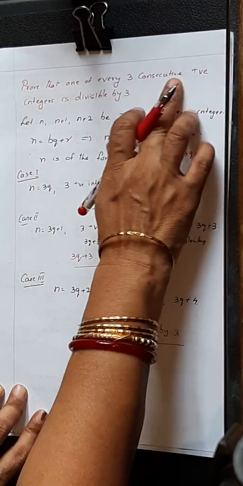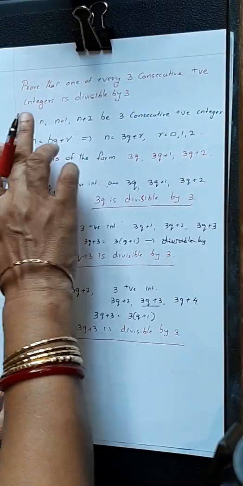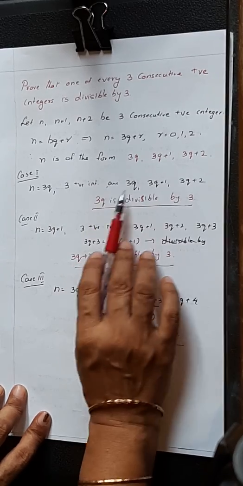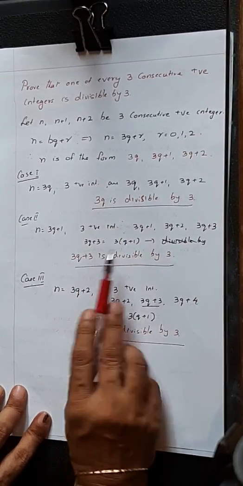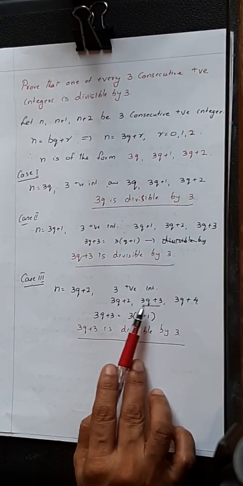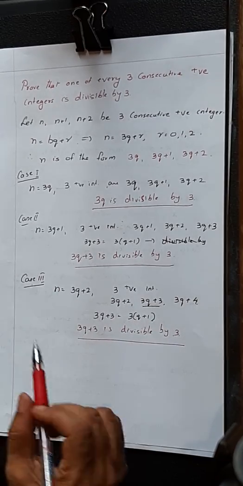So only one of every 3 consecutive integers is divisible by 3, is what you have to prove. So in the first case you found only 3q is divisible by 3. In the second, only 3q plus 3 is divisible by 3, and in the third, only this is divisible by 3. Hence proved.